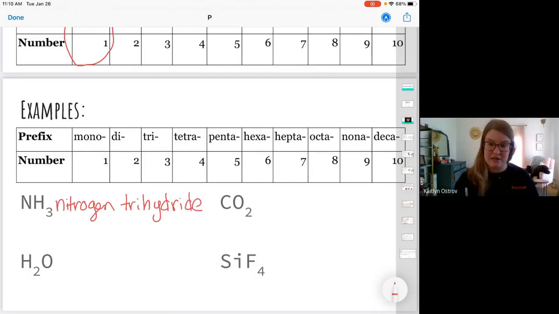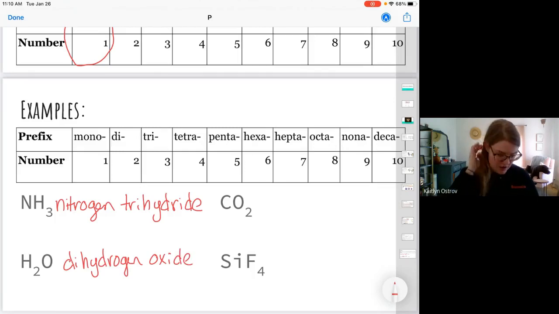H2O, water. The chemical, official name of water would be, there's 2 hydrogens, so you have to put the prefix before. It would be dihydrogen. And you can just say oxide if you want. If you want to include the mono prefix, you can.